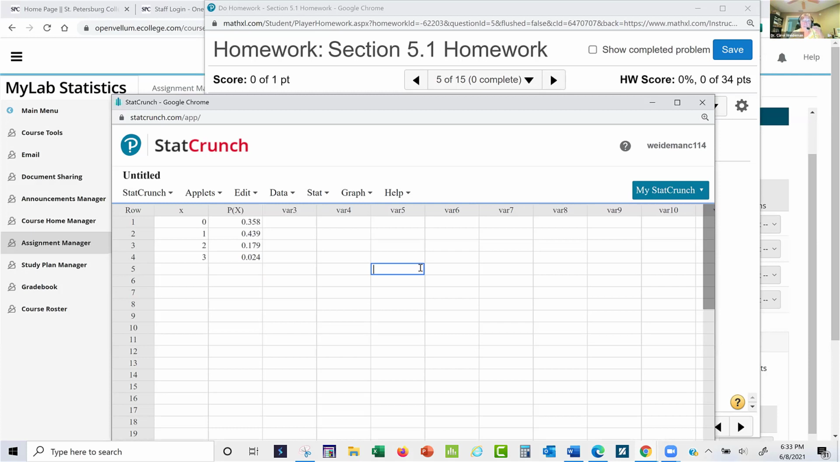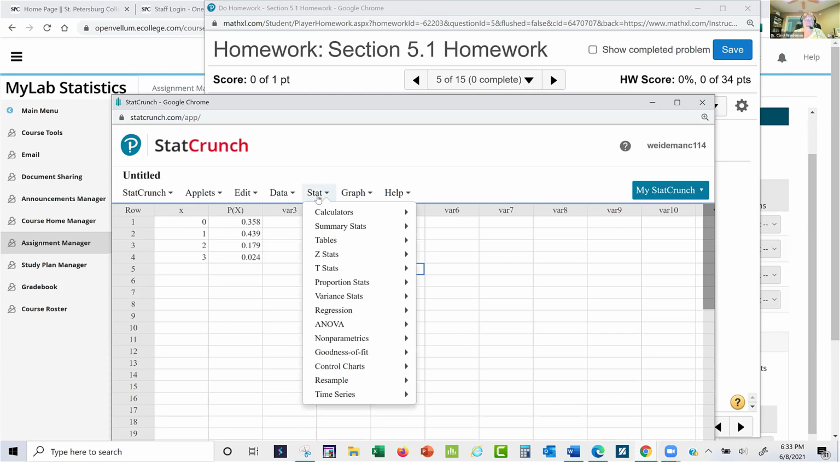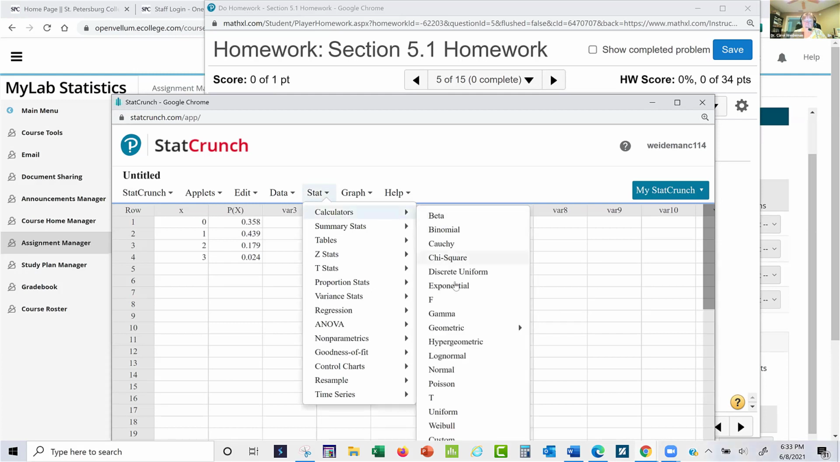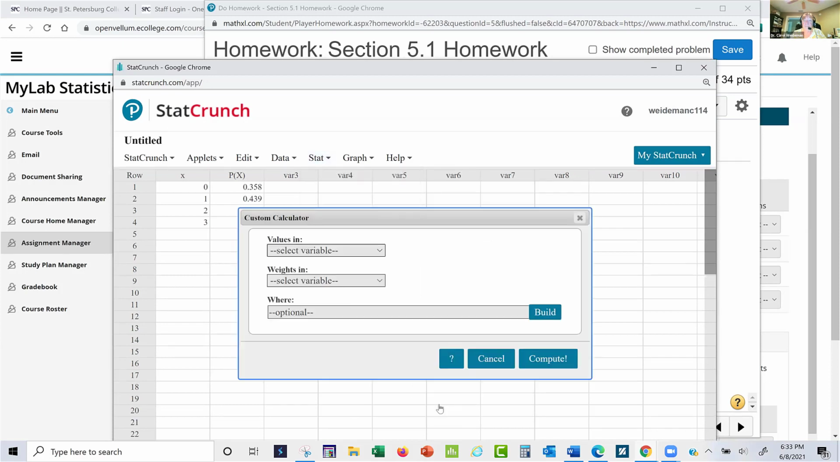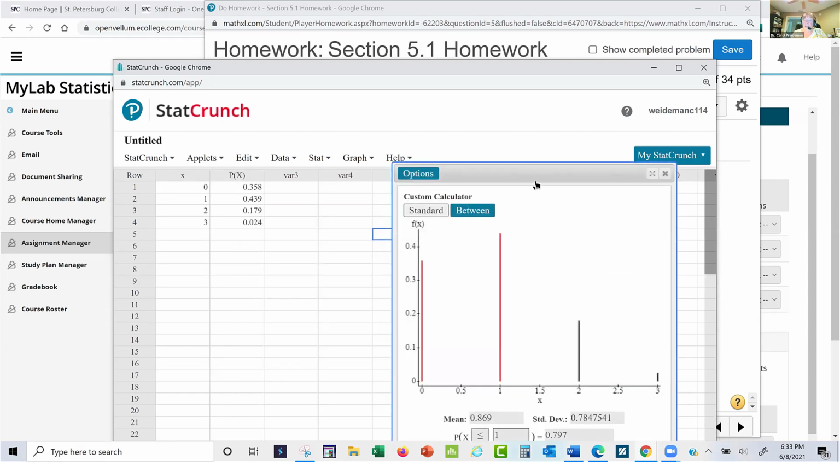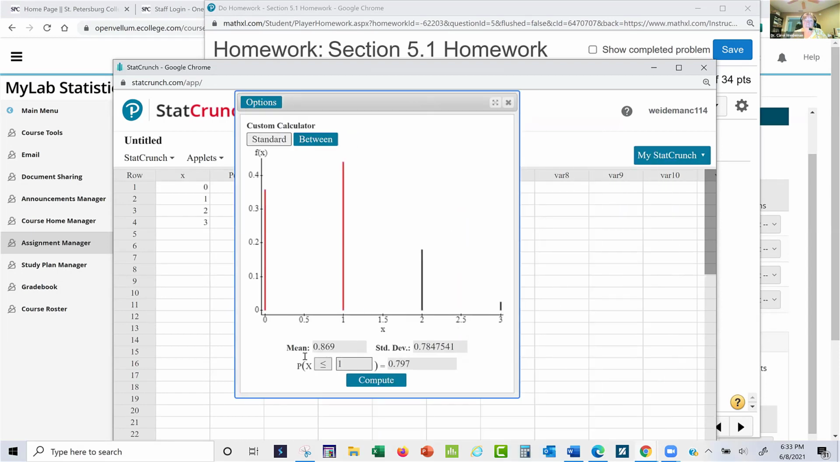Now, I want to find the expected value and the standard deviation. So I'm going to go to Stat, Calculator, all the way down the bottom. Let me pull it up so you can see it. I'm going to go to Custom and pick the values. This means the values of the random variable, and I label that column X. The weights are the probabilities, P of X. Then just hit Compute. Here's your mean, here's your standard deviation. So instead of doing that horrible formula, Statcrunch does the tough work for you.